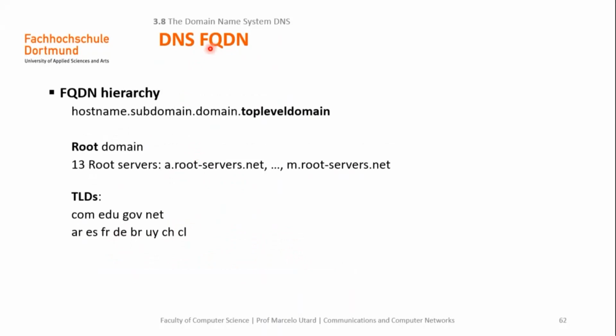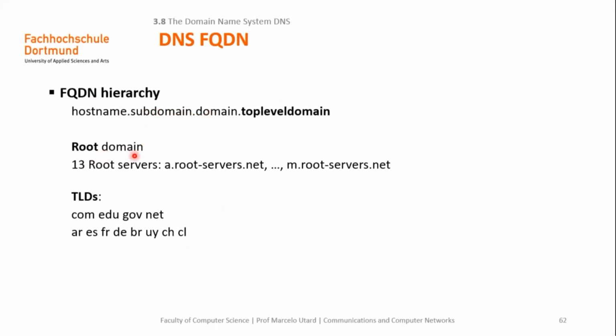The FQDN, the fully qualified domain name, has a particular hierarchy. The FQDN has different parts. Typically, the host name, or simply the node name, a subdomain name, a domain name, and a top level domain name. Each one could be formed with one or more than one label, in the case of subdomains or domains.